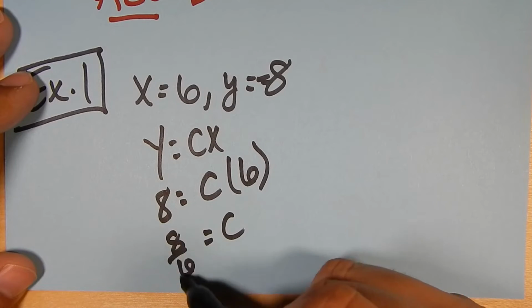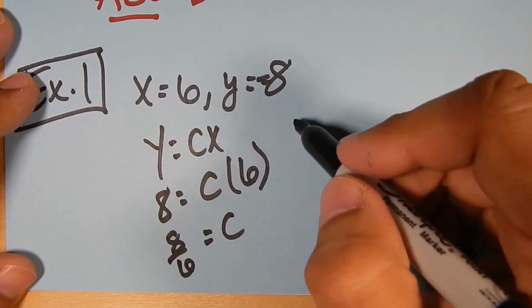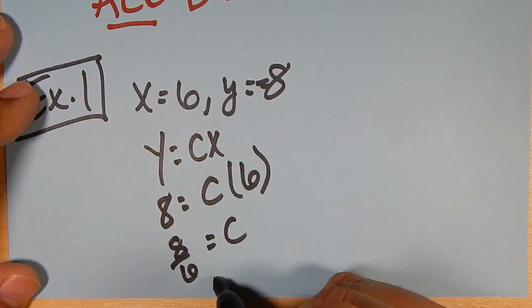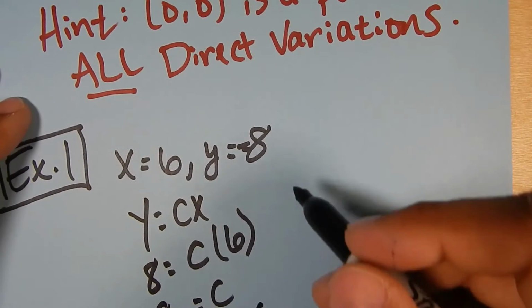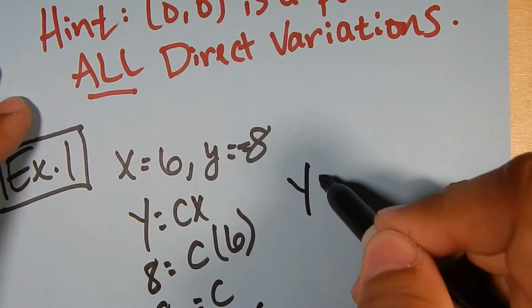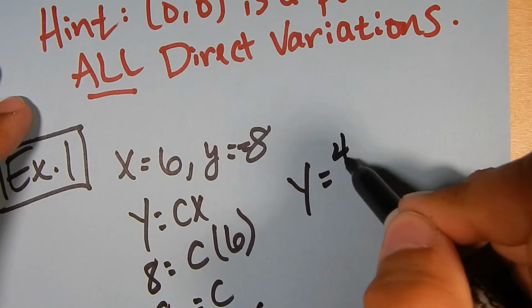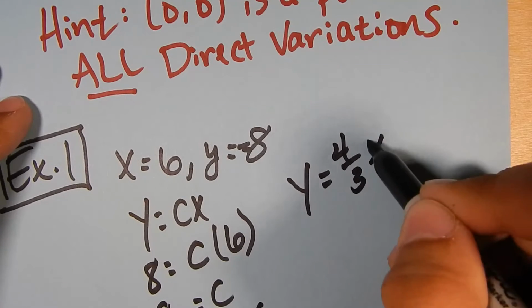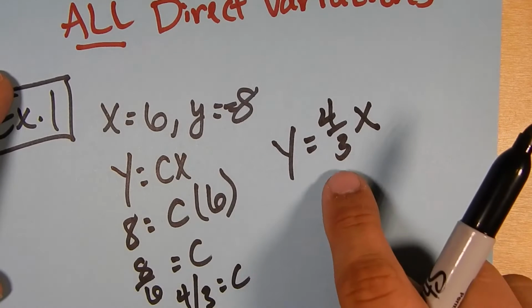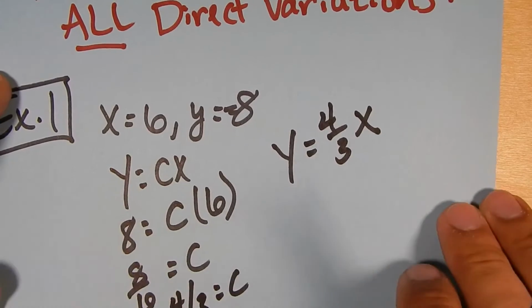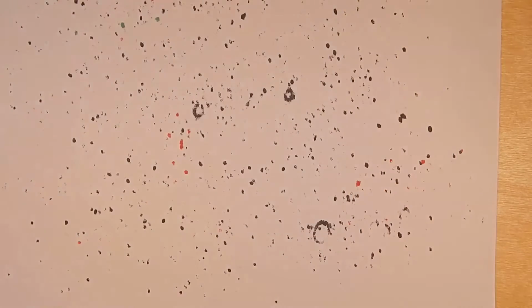So we can simplify this fraction a little bit. That gives us 4/3. So 4/3 is c. So our direct variation looks like this: y equals 4/3 x. And that is our direct variation. That's it. All we have to do is find c. So we'll look at a few more examples just to help this stick.